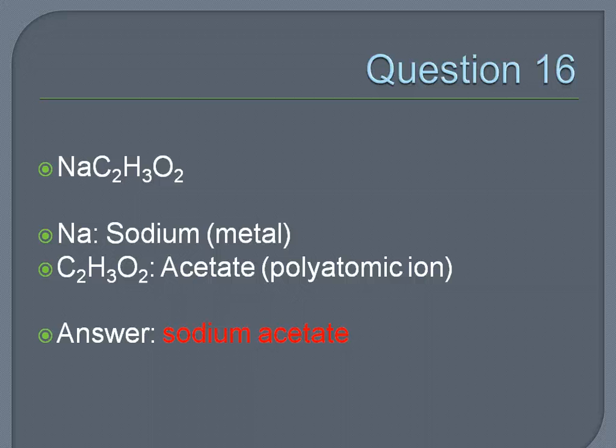NaC2H3O2. Na is sodium, a metal, and C2H3O2 is acetate, a polyatomic ion. So remember, we just combine the two to get sodium acetate.